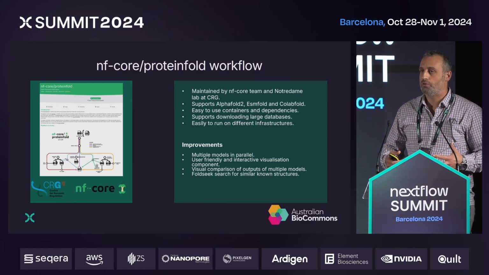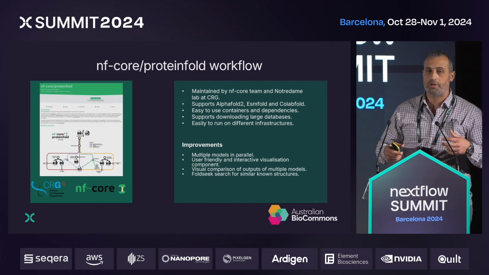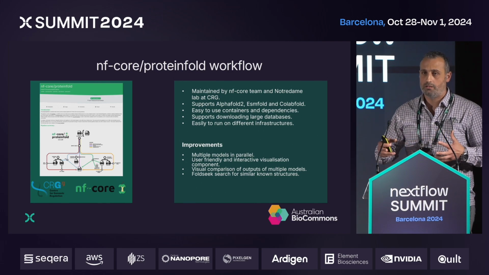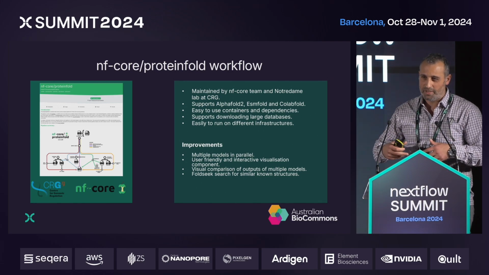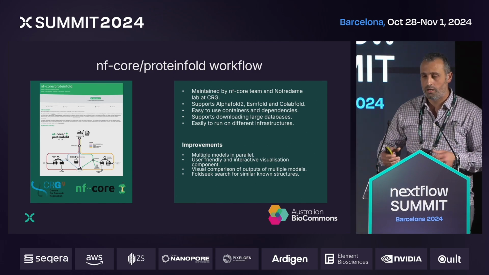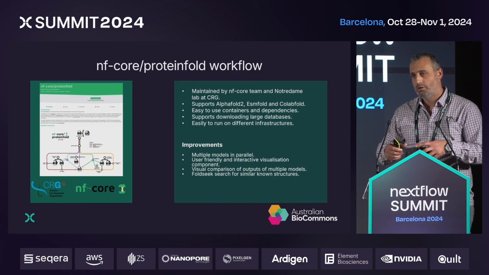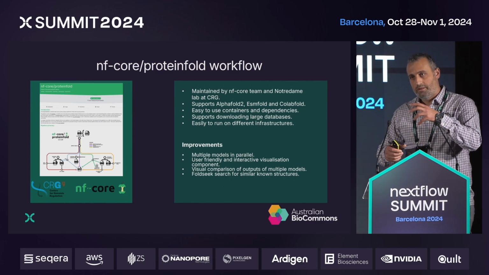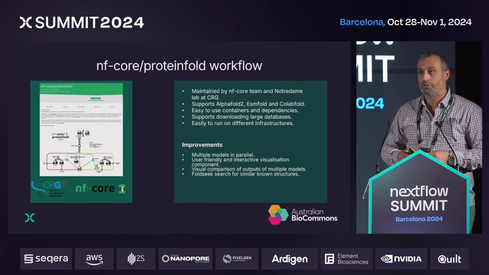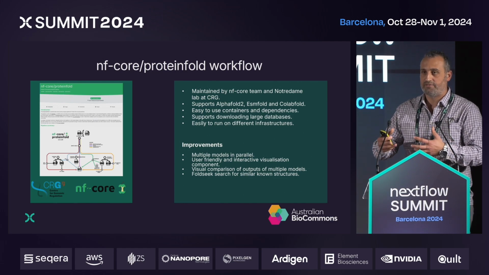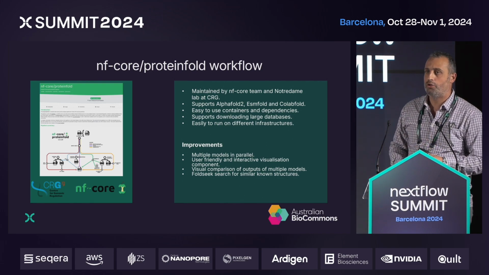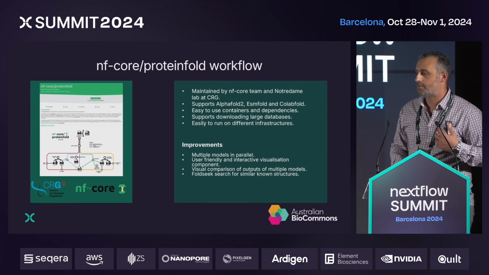And some of the improvements we made recently include allowing running multiple models in parallel on the same samples. Then we added multiple visualization components just to make it easier for the user from the platform to interact with the results and do some benchmarking. And we also added another feature that allows the users to search for the predicted structures from these models and compare them with known structures in some databases and find the most similar structures. And I will show you in a demo. We recorded some of these details.